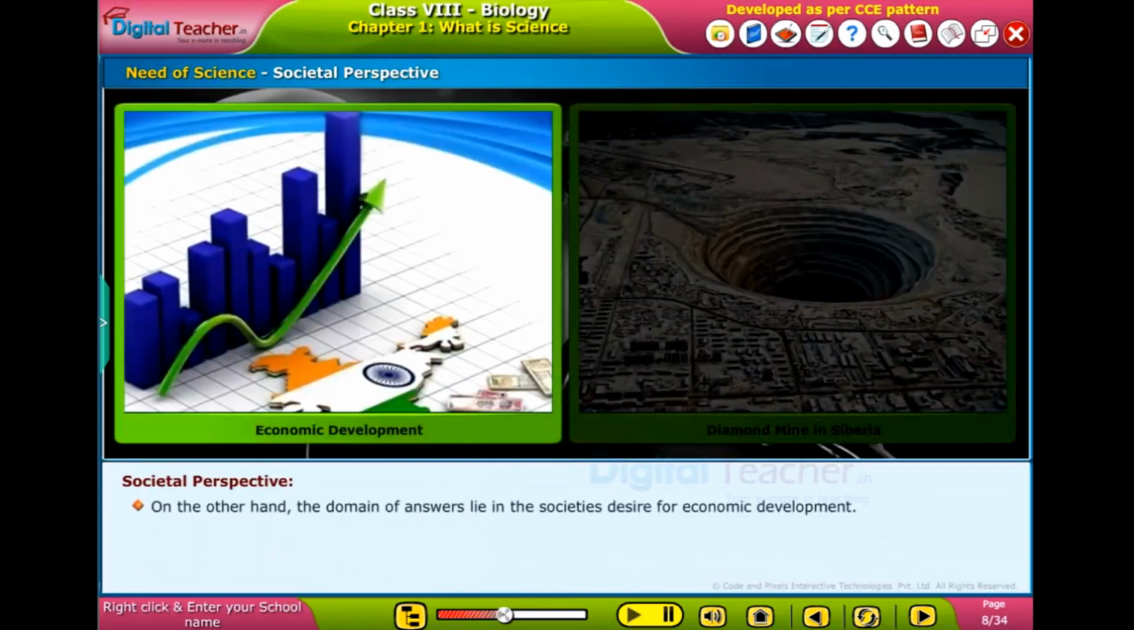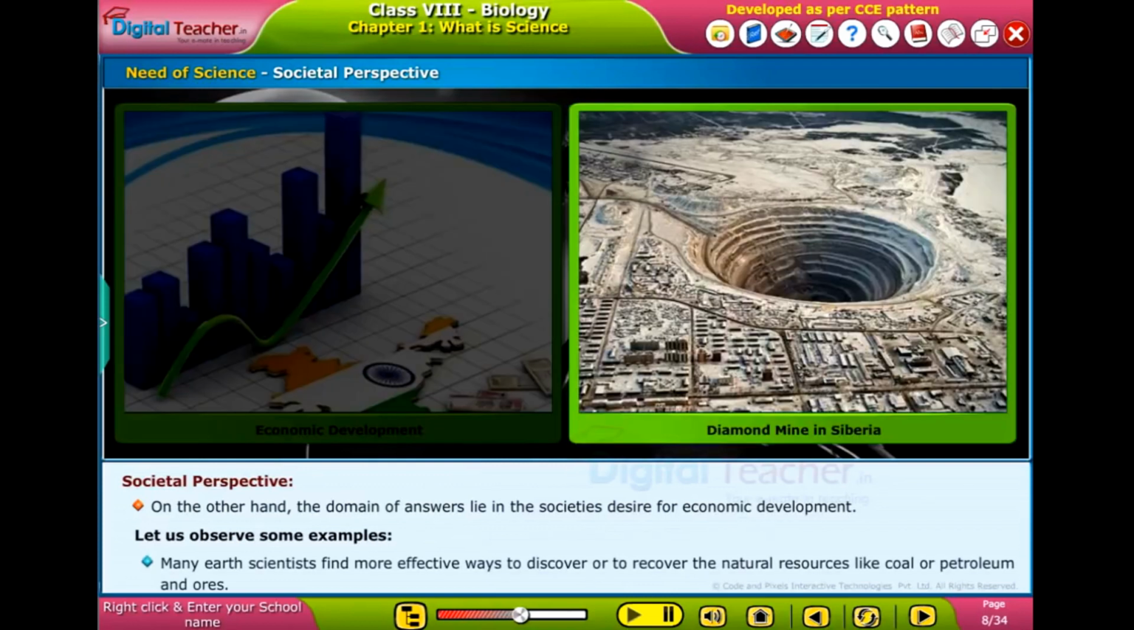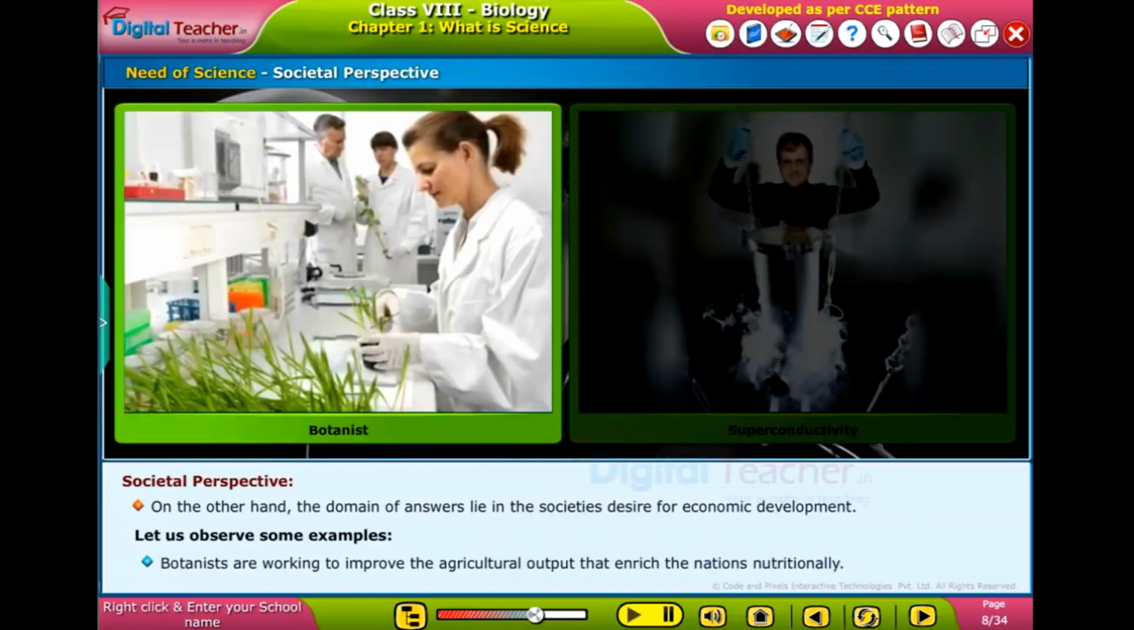On the other hand, the domain of answers lies in the society's desire for economic development. Let us observe some examples. Many earth scientists find more effective ways to discover or to recover the natural resources like coal or petroleum and ores. Botanists are working to improve the agricultural output that enriches the nations nutritionally.